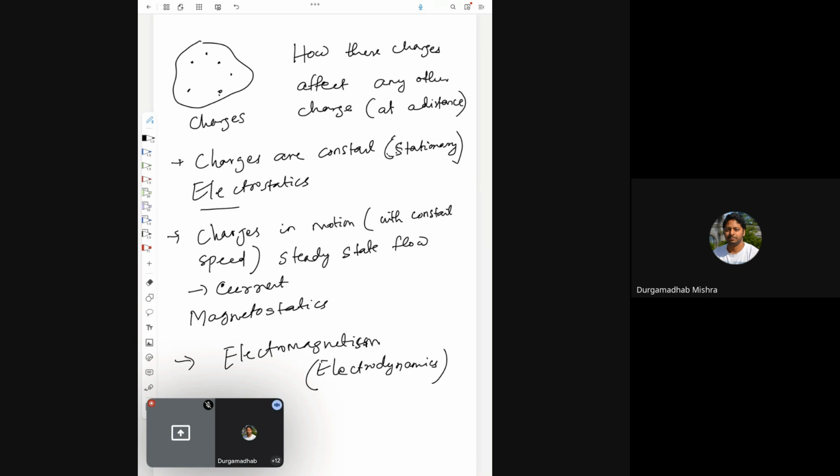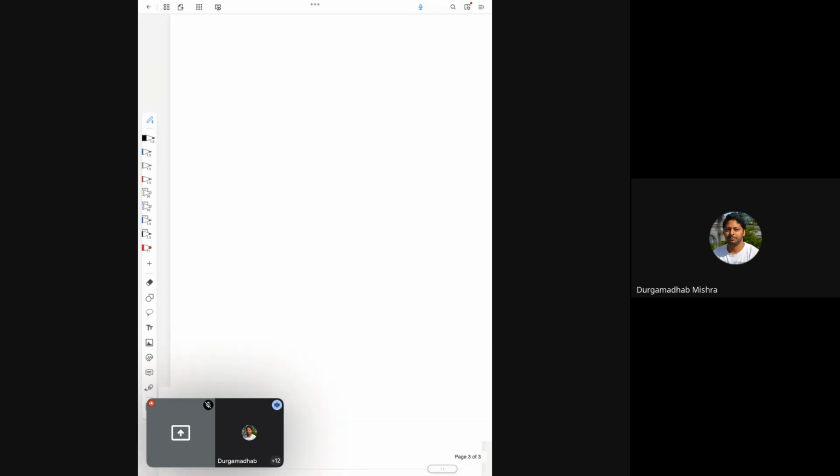What we'll be dealing with is electrostatics, where we are talking about how a stationary charge affects another charge. How many types of charges are there? There are two types of charges, right? One is a positive charge and one is a negative charge. This is what we have in nature. And the charge is quantized.